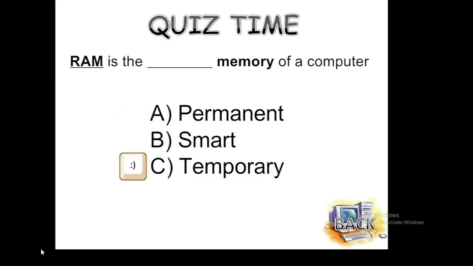Next one, RAM is the blank memory of a computer. Correct answer, RAM is the temporary memory of a computer.